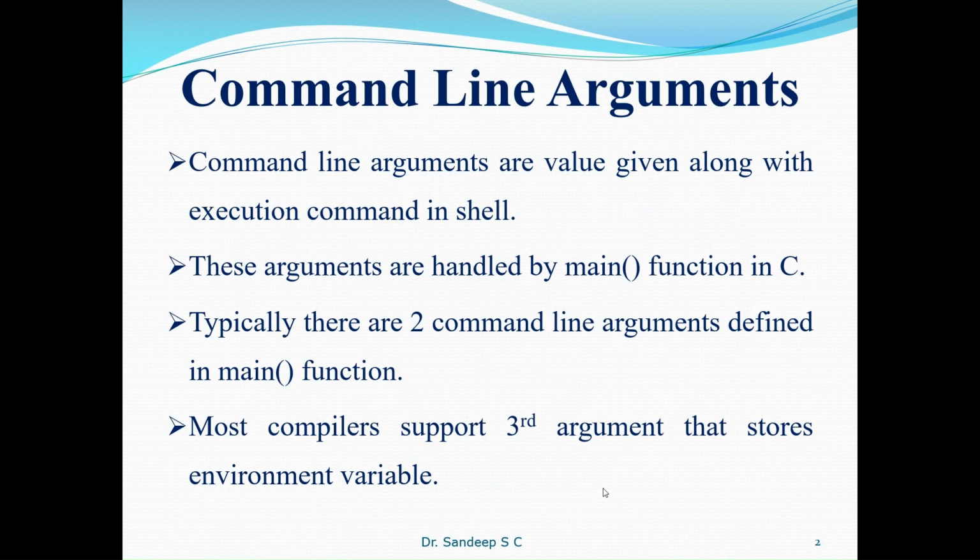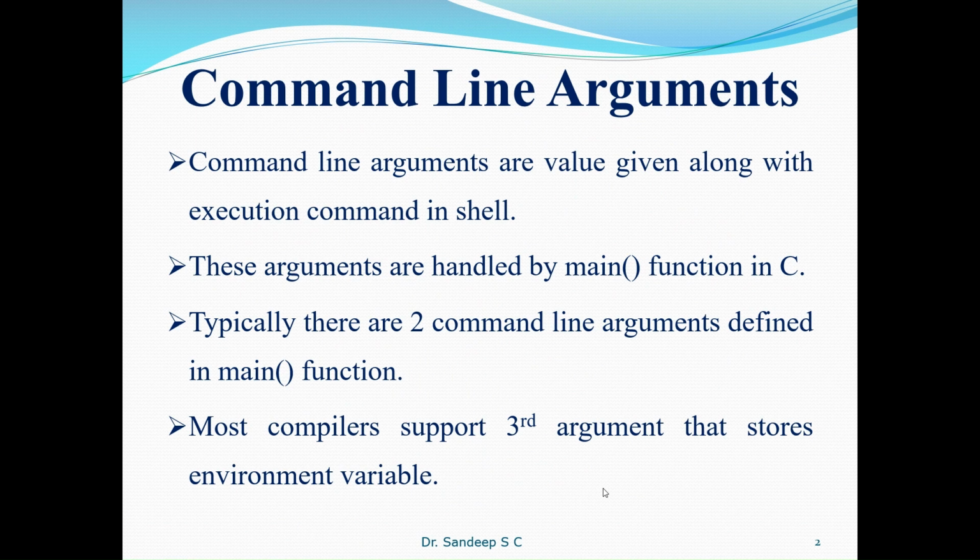Command line arguments. These are the values given along with the execution of the program in the command shell. So when we give the execution command in the shell, along with that we pass certain arguments, which are called command line arguments. As the name itself says, they are the arguments passed along with the command, in line with the command. So they are termed command line arguments.